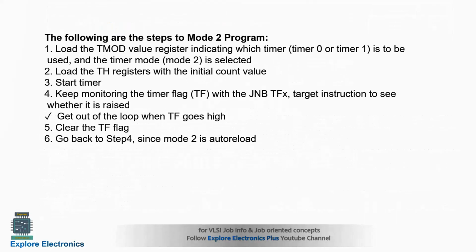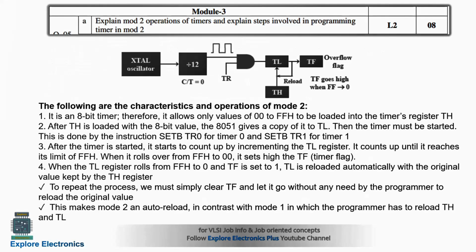And then comes the steps involved in mode 2 program. Again, we need to load the TMOD register, and then it will indicate which timer it is, timer 0 or timer 1, which is to be used, and then load the TH register and then start the timer and keep monitoring the flag, that is the timer flag, and then get out of the loop when the timer flag goes high, meaning that is overflow. Clear the TF flag and go back to step 4 since it is mode 2 auto reload. These are the steps involved in the mode 2 program, and these are the characteristics and operations.